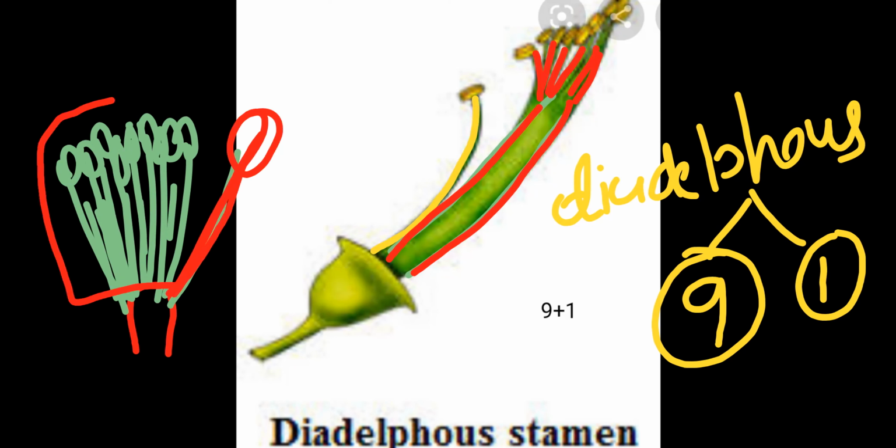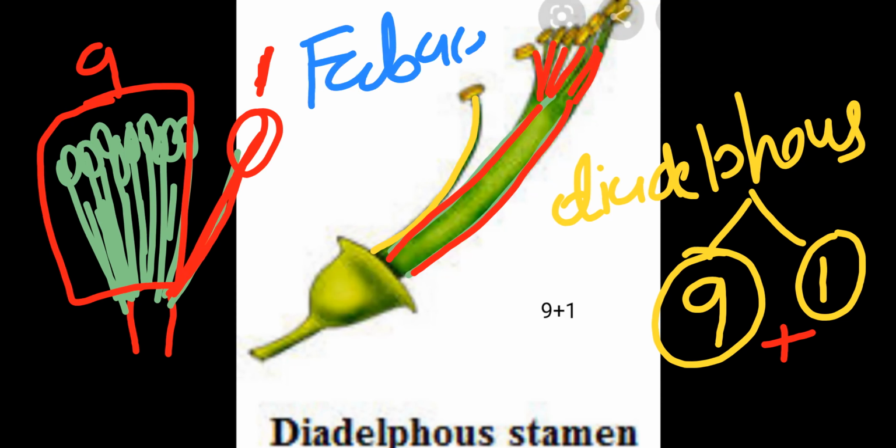So in one bundle, we can say that 9 stamens are there, and in the other one, only a single stamen is present. So this 9 plus 1 condition, remember, is the particular feature of diadelphous, a specific feature. In that 10 stamens are there, 9 plus 1 condition. And this feature, remember, is the unique feature of the Fabaceae family. Fabaceae family, in the stamen, remember, diadelphous condition. 9 plus 1, 2 bundles of stamen. 9, all are fused with each other. 1 remains free.